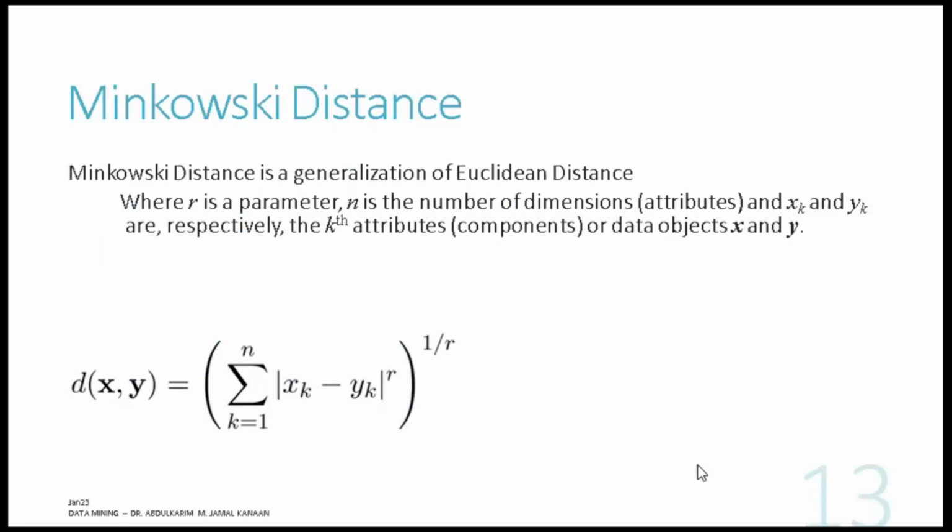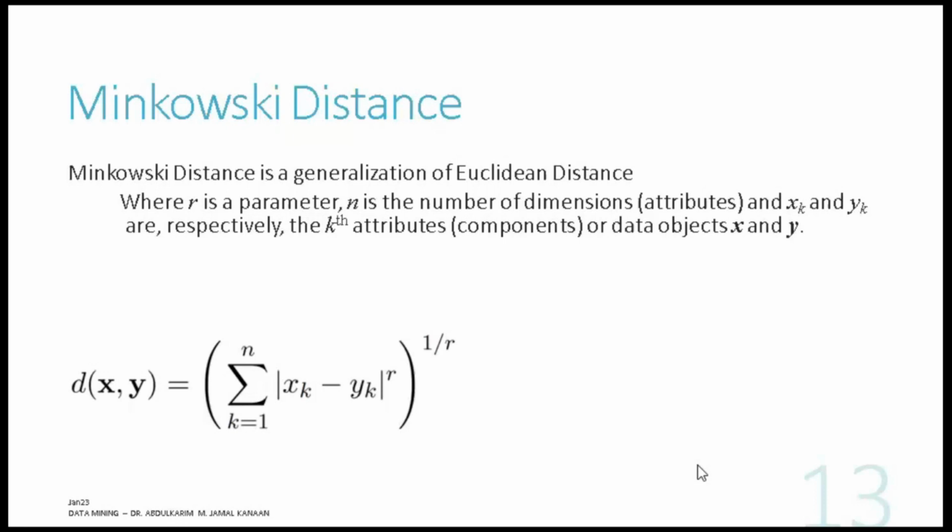So this is why Minkowski distance is a generalization of Euclidean. If r equals 2, then it's Euclidean, because we substitute here, this becomes to the power of 2, and then 1 divided by 2 means 0.5, which represents the square root. So it becomes Euclidean distance.